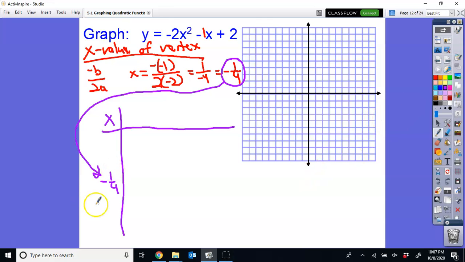So what are some numbers that are bigger than -1/4? That would be things like 0. Even though -1/4 is like right here, 0 is bigger. What are some numbers bigger than 0? 1. And I could keep going. 2, 3, 4, 5, 6 if I wanted to.